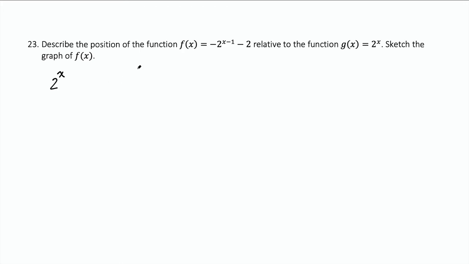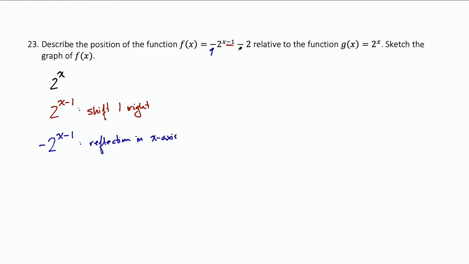So we've got, first of all, that minus 1 right there. If I take x and replace it with x minus 1, that's a horizontal shift. And that's right 1 unit. Then we have this negative out in front. And if you put a negative in front of a function, that is a reflection in the x-axis.